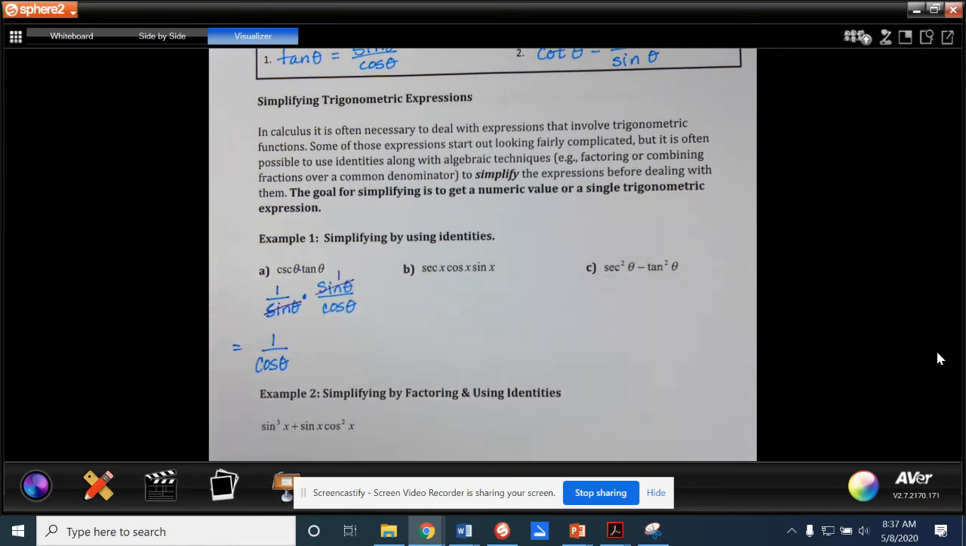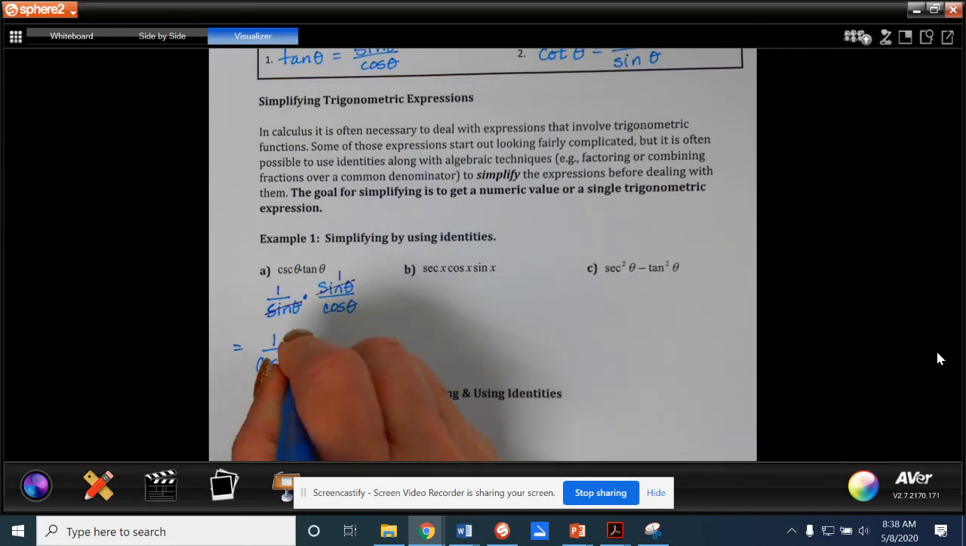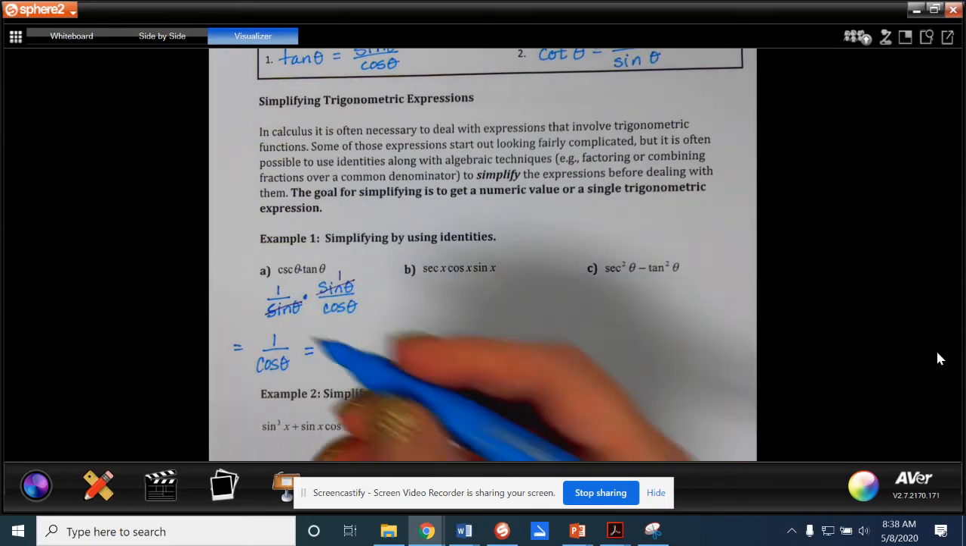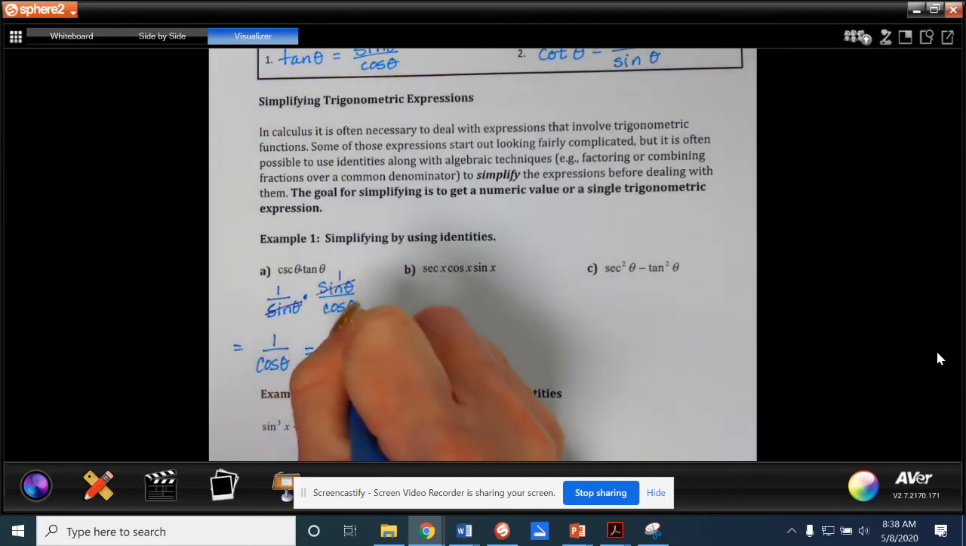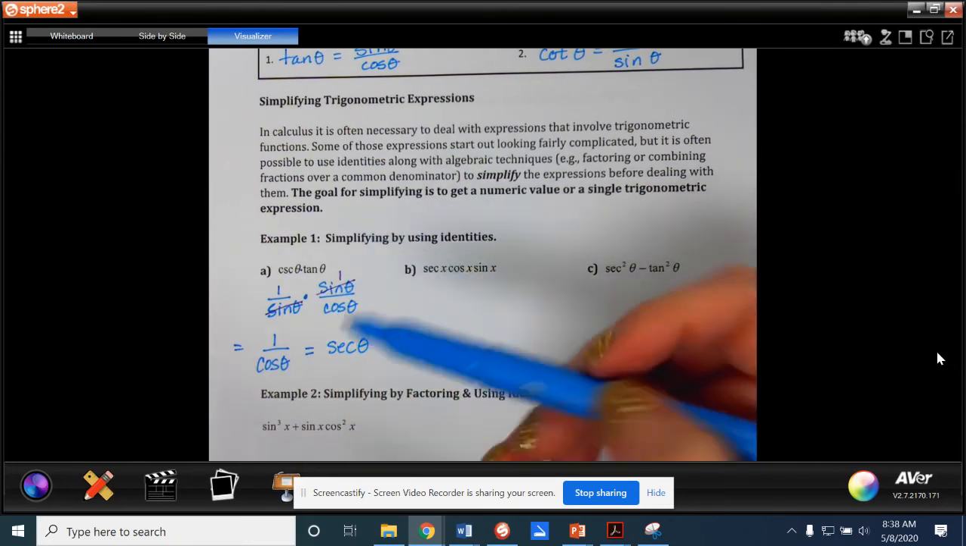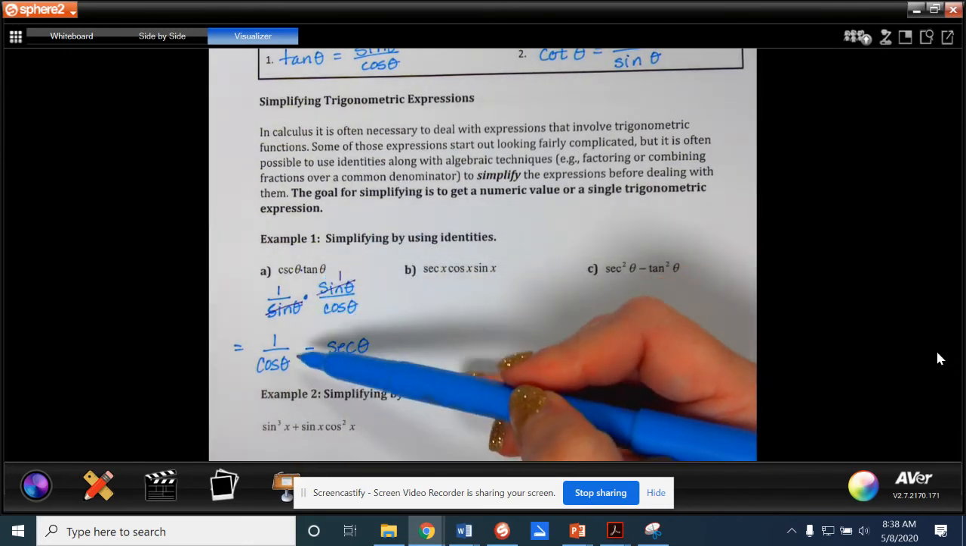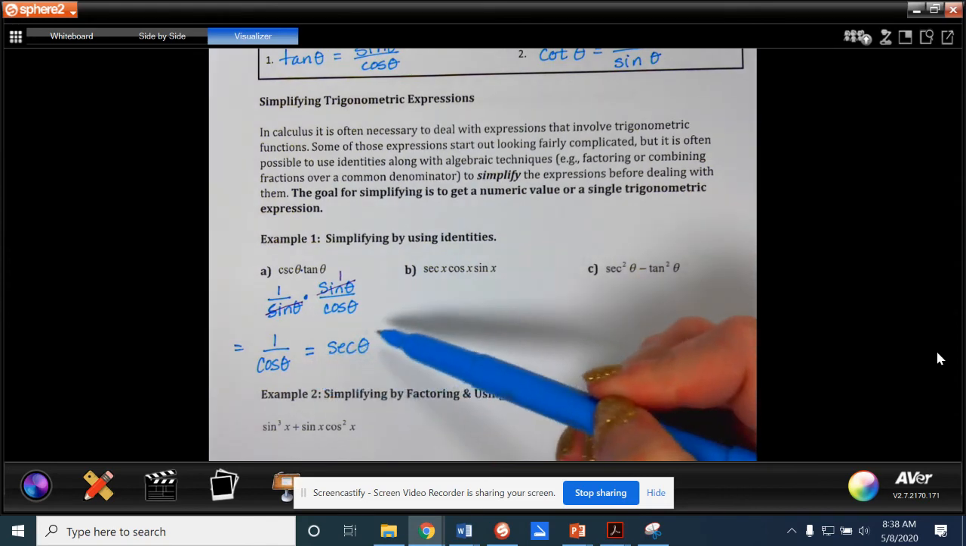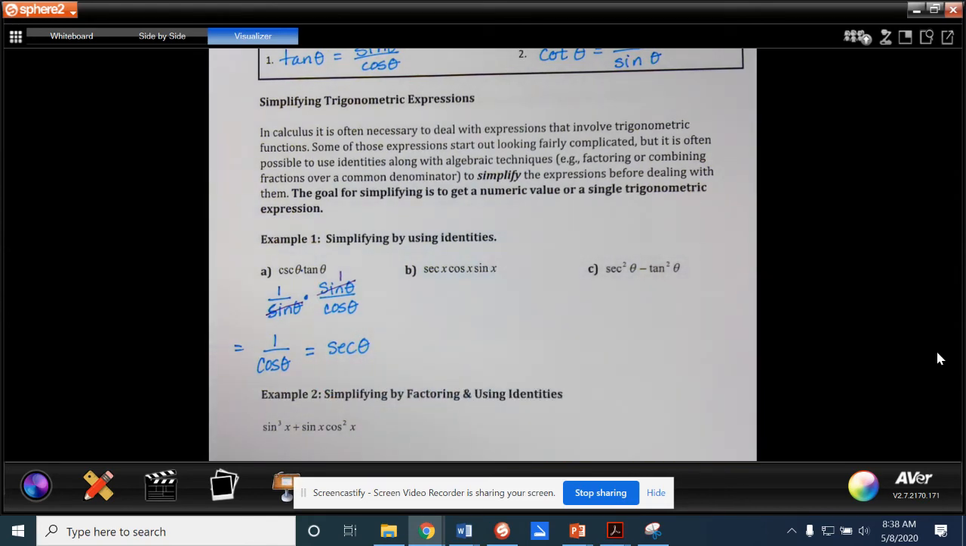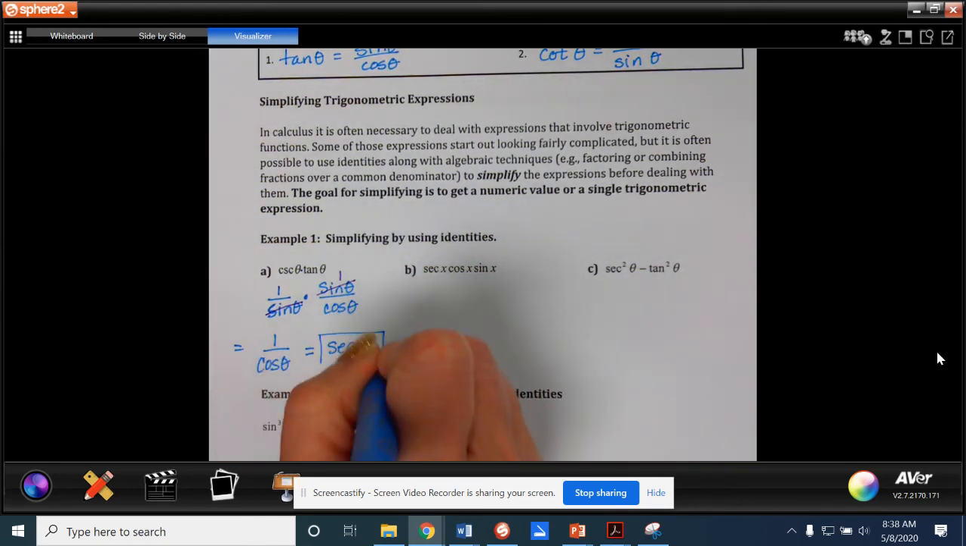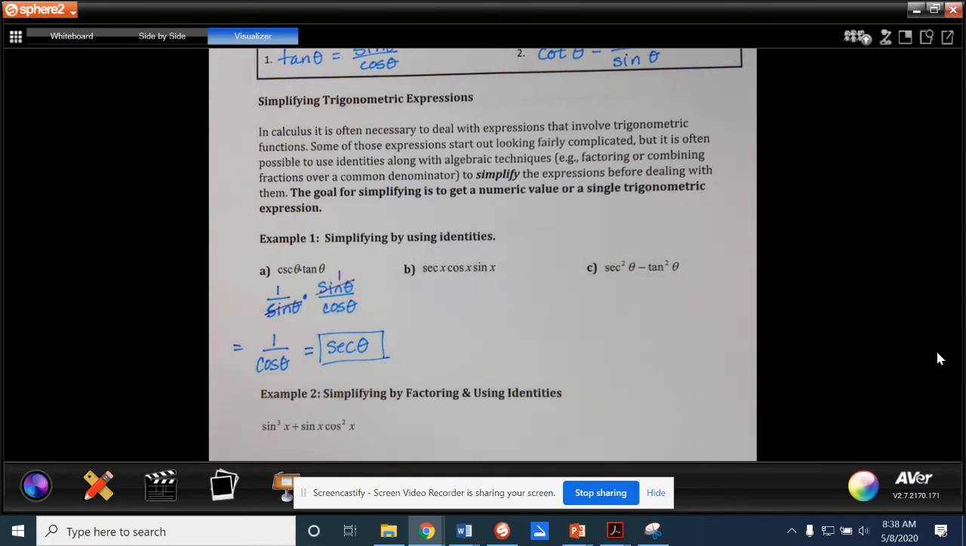I have 1 times 1, which is 1, over cosine theta. And normally I'd say, oh, I'm done. But did I start in sine or cosine? No, I started in cosecant and tangent. That means I need the other format. So change that back. That's the same as saying secant. So if I'm not in sine or cosine to start with, and I end in that, I go back to the other form. And that's my final answer. That's reduced down to secant theta.